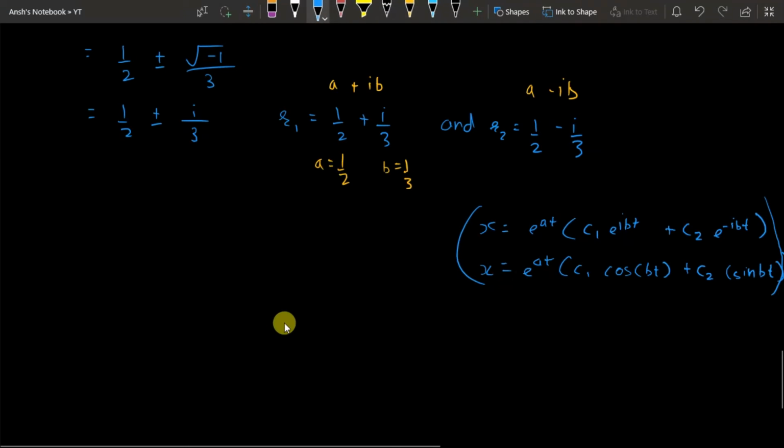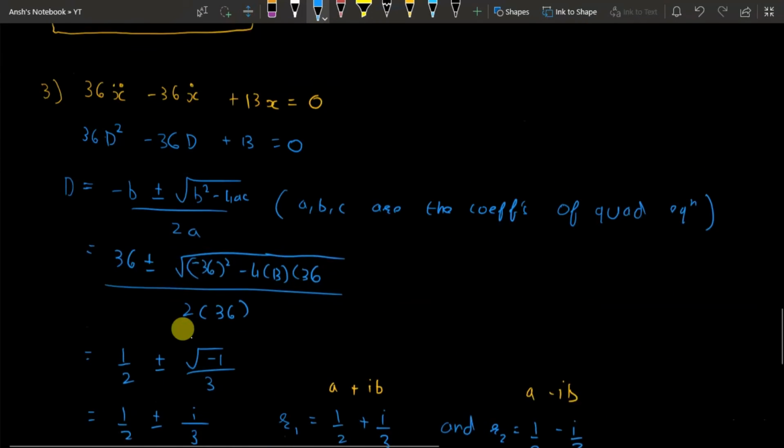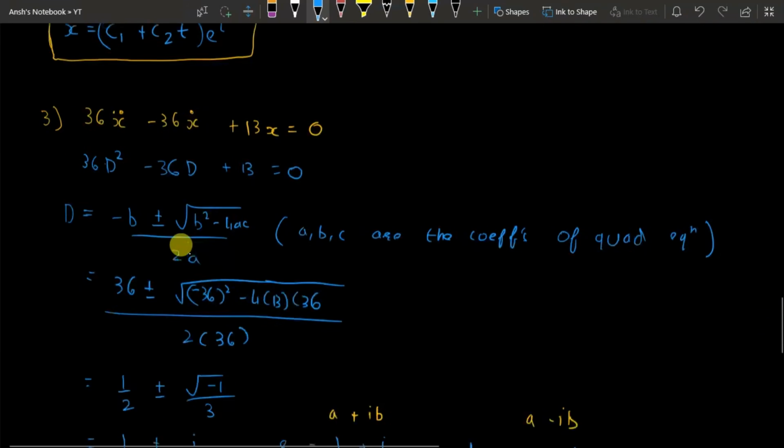But now that we know the value of A and B, we can write the general form of this differential equation as x is equal to e raised to 1/2 t, or just t/2. Let's just write t/2. And then we have a big bracket C1 cos bt. So b is 1/3. So cos of t/3 plus C2 sine of t/3, and this will be the general form of the solution of the differential equation that we had right here.